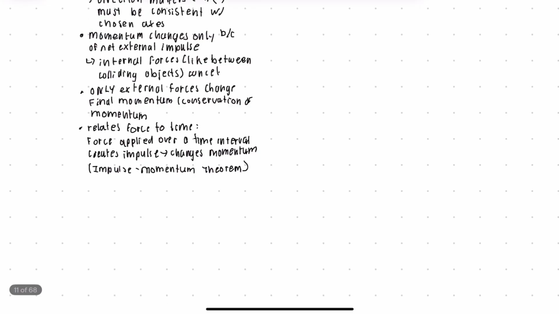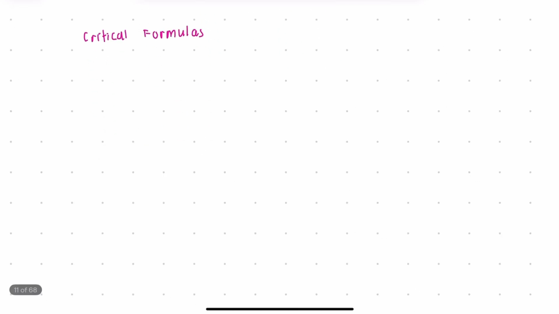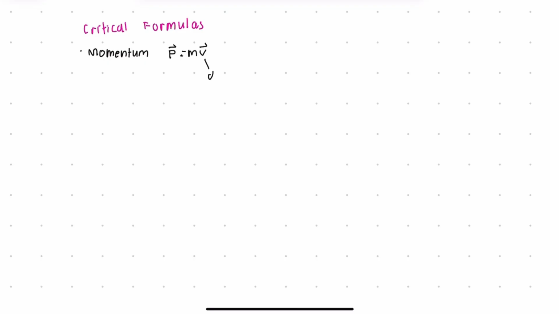So let's talk about some critical formulas that you have to know for this subtopic. So what is momentum? Remember that momentum is the vector p equal to mass times the vector velocity. You need to include the direction, and remember that this is measured in kilograms times meters per second.